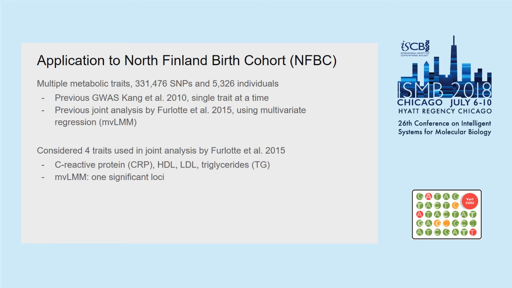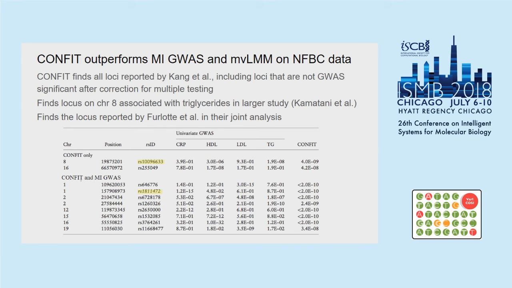So we compared it to the same 4 traits used by Ferlat et al. in their multivariate regression analysis. So that is C-reactive protein, HDL and LDL cholesterol, and triglycerides. And one thing that I want to note is that in the joint analysis by Ferlat et al., they only found 1 significant loci using these 4 traits. So we found that CONFIT outperforms MI-GWAS and MVLMM on the Northern Finland birth cohort dataset.